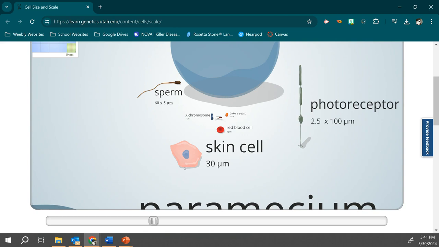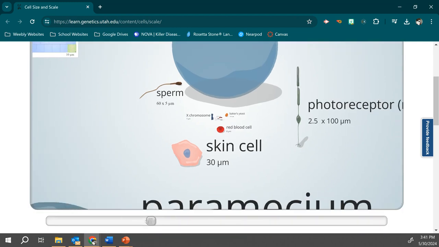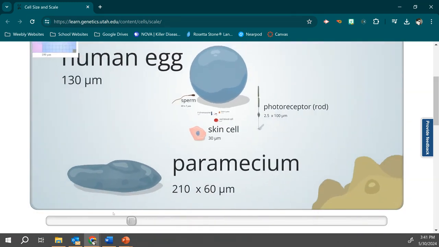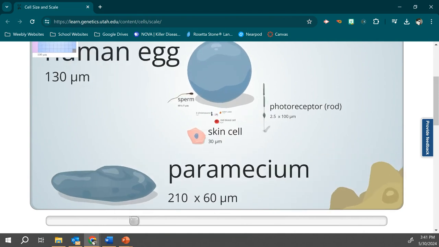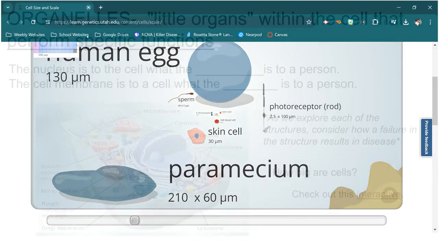So let's see, skin cell, 30 micrometers. Red blood cell is 8 micrometers. See how there's a difference there? A sperm cell is 60 by 5 micrometers. How much was that egg? Whoops, clicking the wrong thing. Egg is, nope. Oh, 130 micrometers. So see, even in your body, there's quite differences in the size of your cells. Anyway, that's a fun little thing. It's called cell scale. You can just look it up if you want to play.